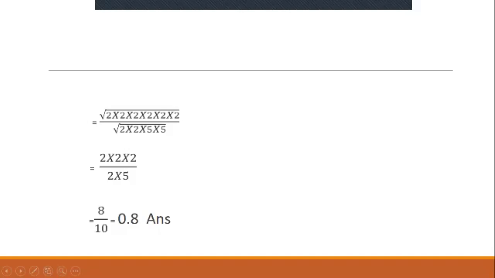We write 8 instead of this 0, and for 1 we write the point. So our answer is 0.8.